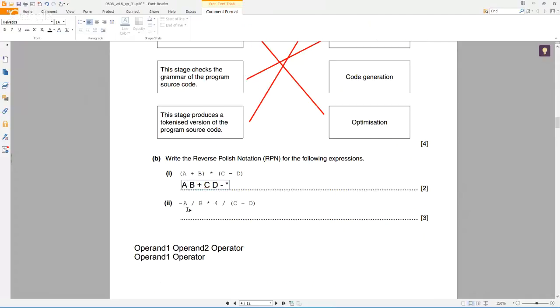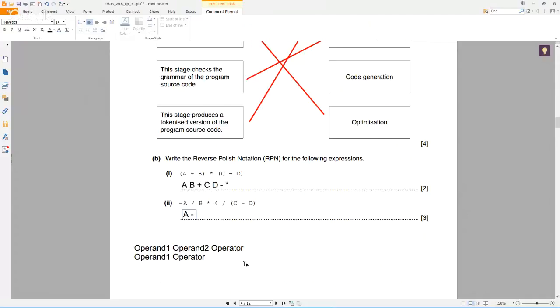Okay. The next one is similar. You get a unary operator, minus a. You convert that into a minus, because obviously the operator must be at the end. Then you have a divided by b.